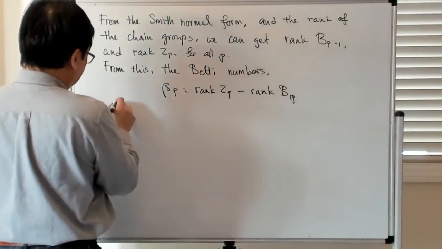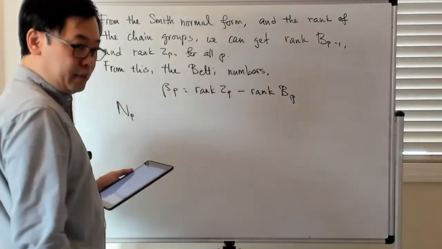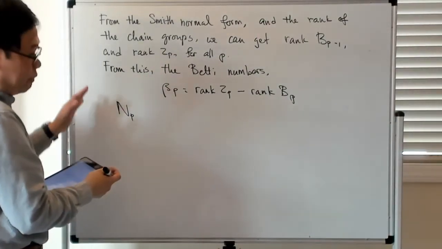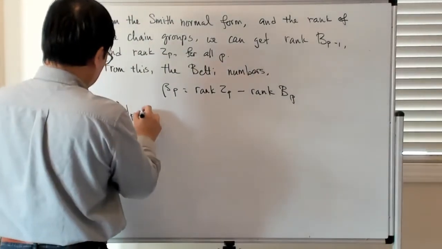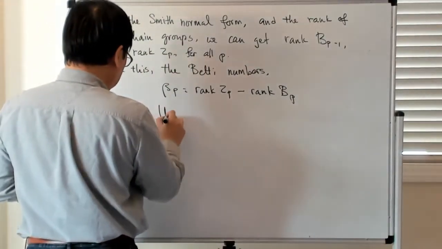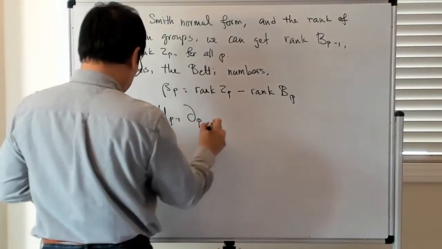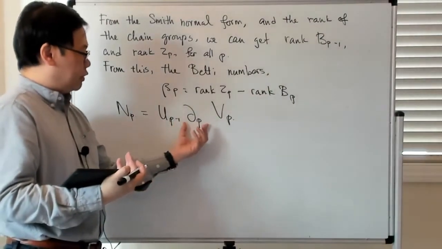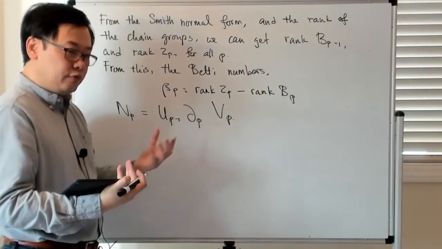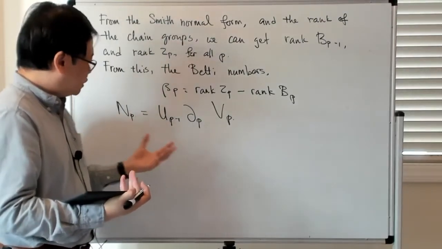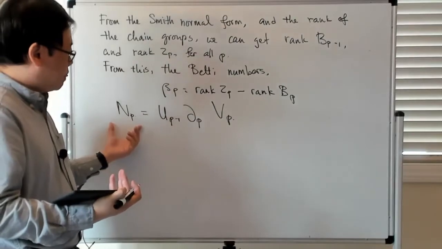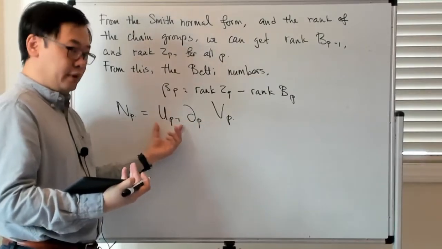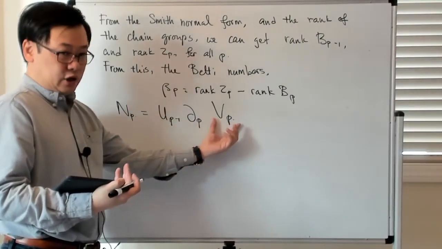So what is going to happen is that you're going to get this normal form. Let's call it NP. So NP is going to be the Smith normal form for the P boundary matrix, and I'm going to write this as UP minus 1 times the boundary operator times VP. So again, if you recall, we're going to take this boundary matrix and perform these row and column operations so that it ends up in Smith normal form. But the way you can interpret these row and column operations is by left multiplication by a matrix, and right multiplication by a matrix.